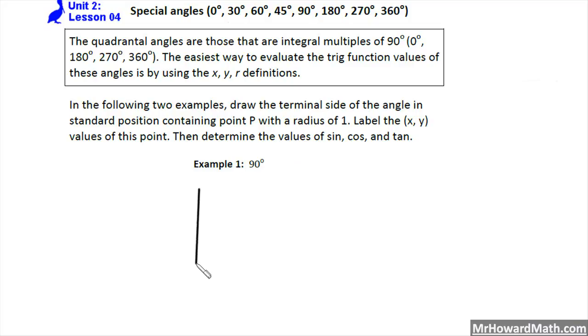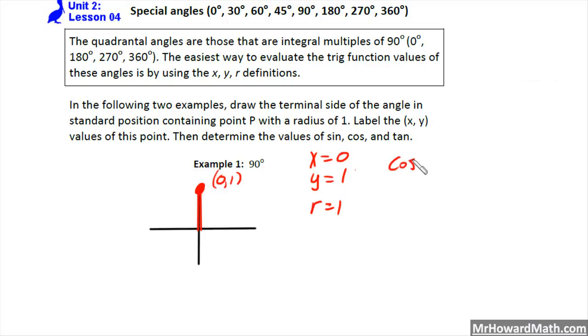So 90 degrees would be right here, so we'll use red and try to make that thick there so that we can see it, and the point would be right there, so the ordered pair would be 0, 1, and that means that x is equal to 0, y is equal to 1, and r is equal to 1. This radius, they told us that distance is 1. So the y coordinate's 1, x coordinate's 0 there. So we just use our x, y, and r definitions.